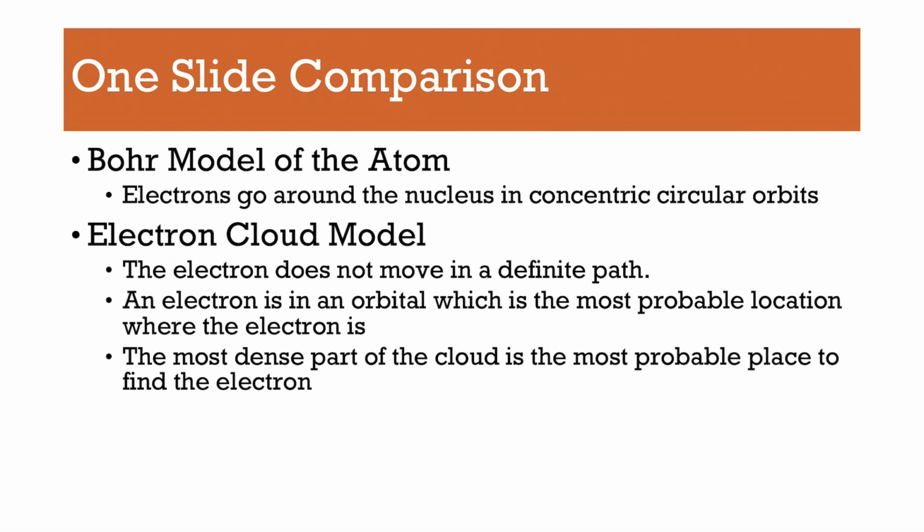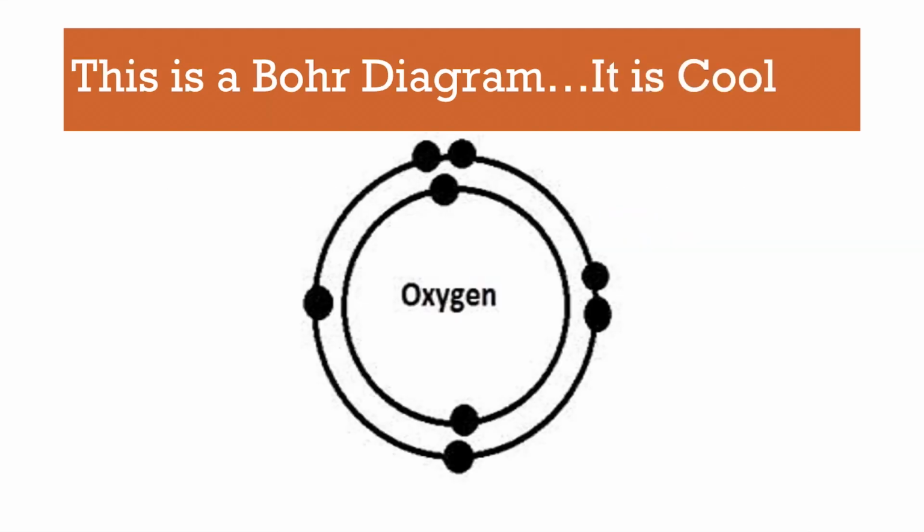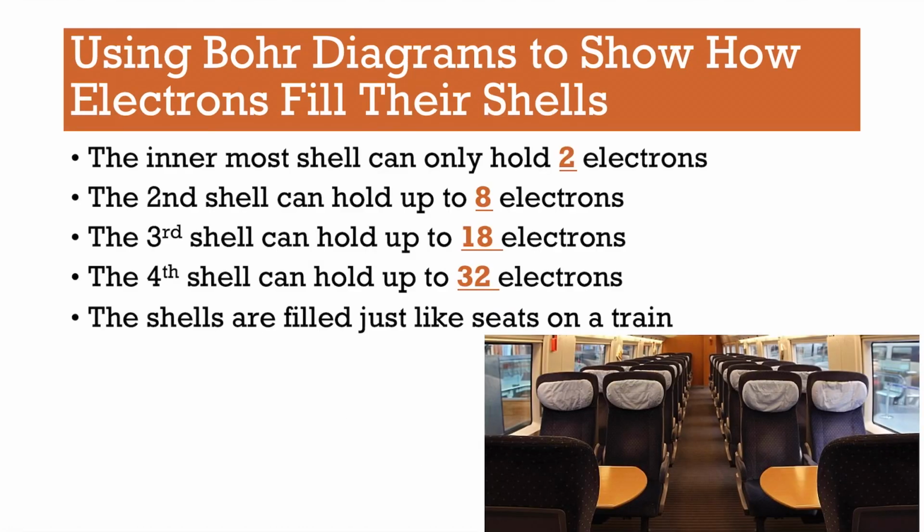Okay, so just kind of to review, the Bohr model says electrons go around the nucleus in these perfect circular orbits, whereas the electron cloud model, or the wave mechanical model, says electrons don't follow a definite path. They're more likely in a most probable location, which is called an orbital. And the most dense part of the cloud is where you're most likely to find the electron. Okay, so this is the Bohr diagram. It's cool. Let's talk about how to draw these.